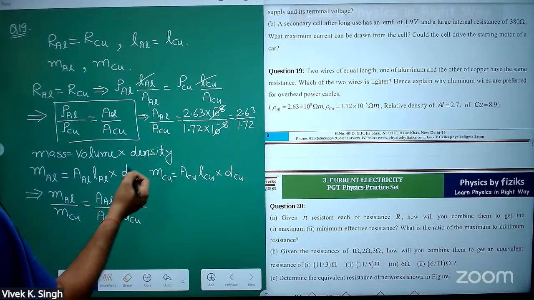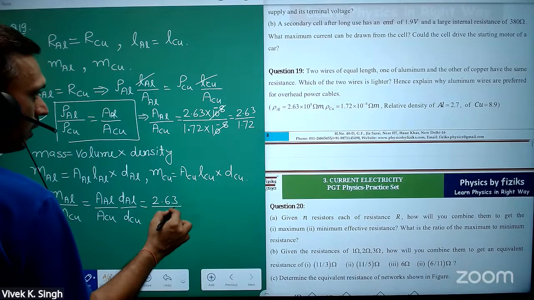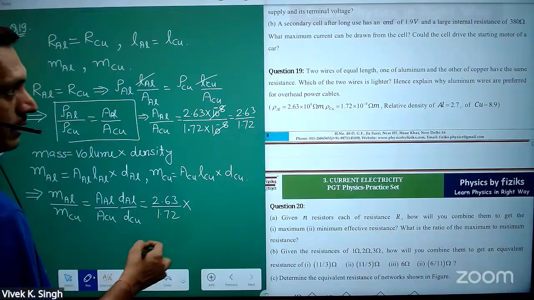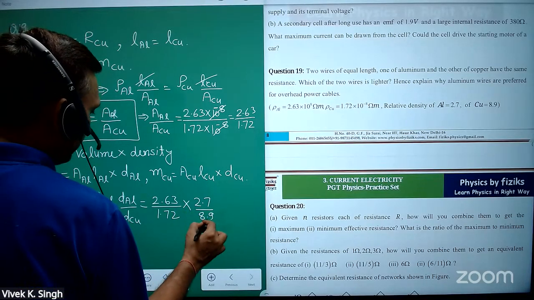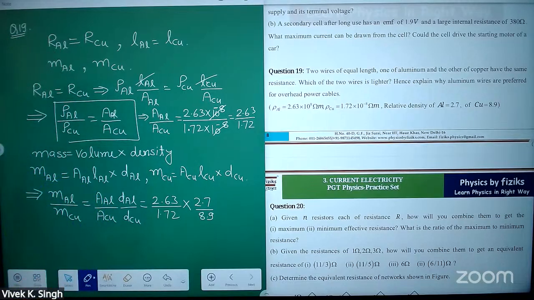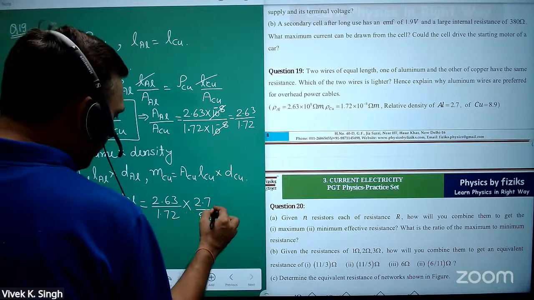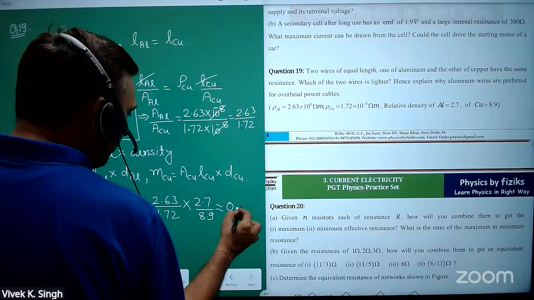This value we have already calculated, 2.63 by 1.72, and density is 2.7 by 8.9. And try to check this value. I think this value is approximately 0.46.